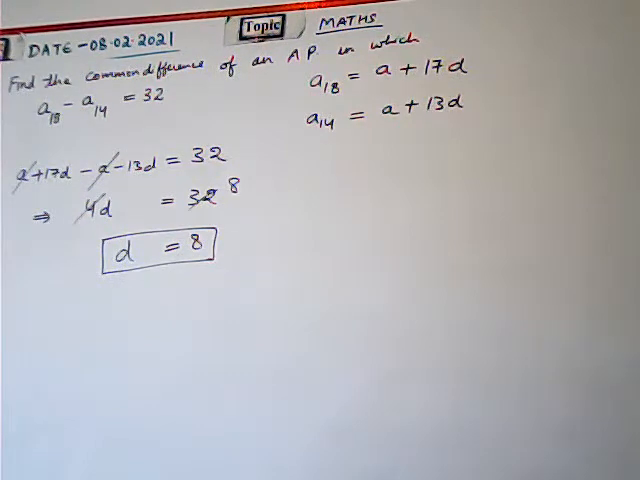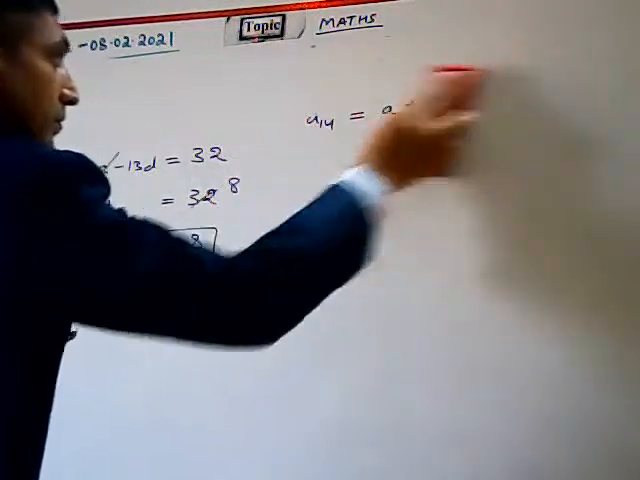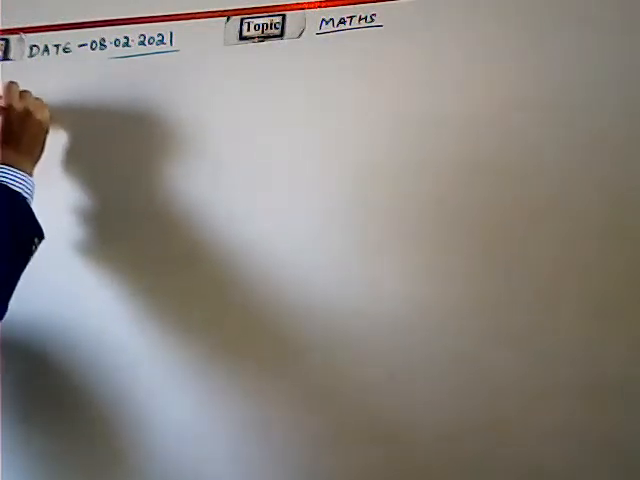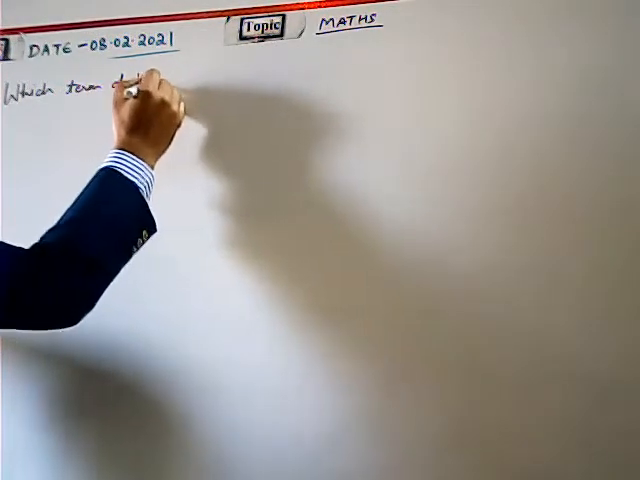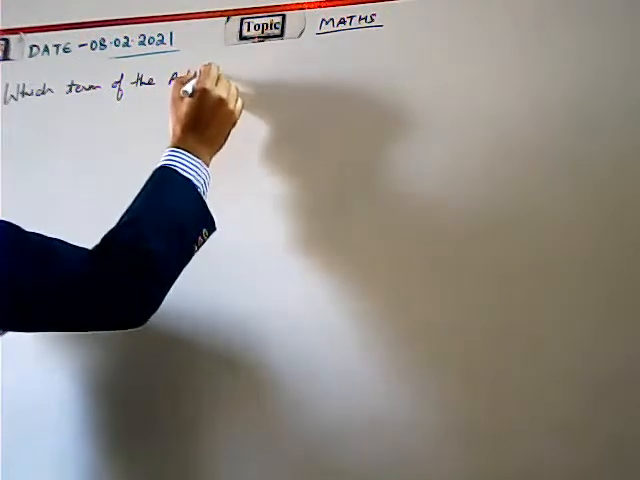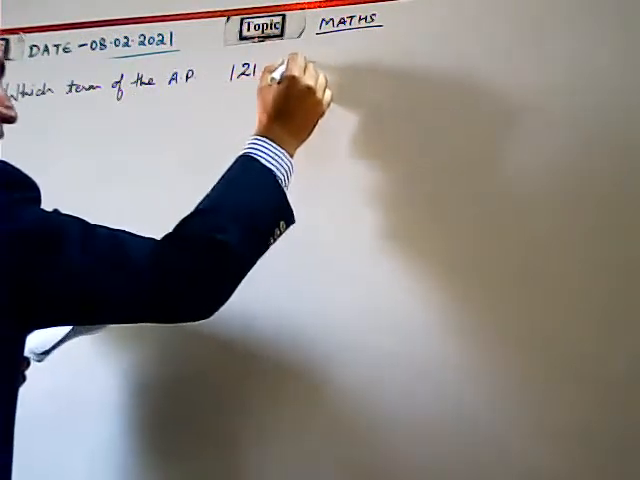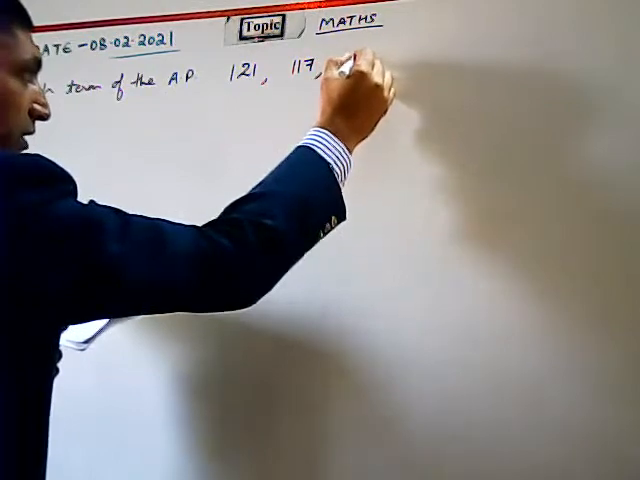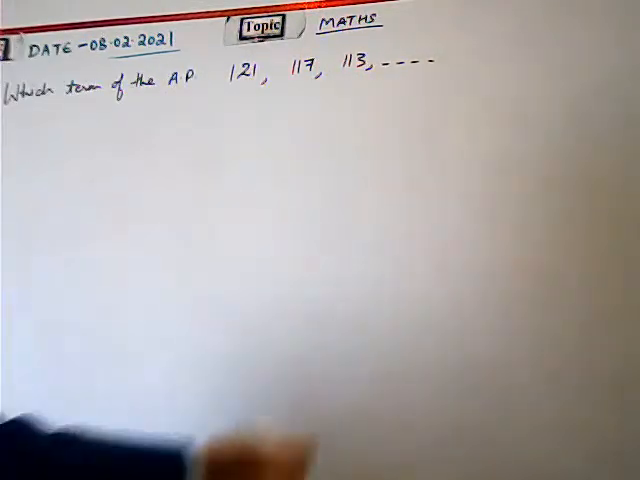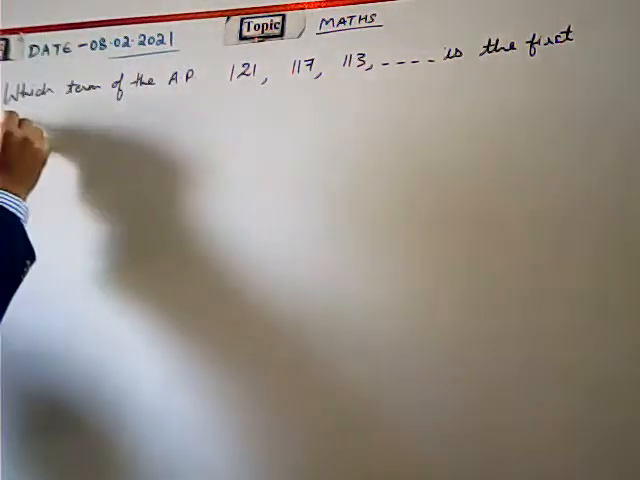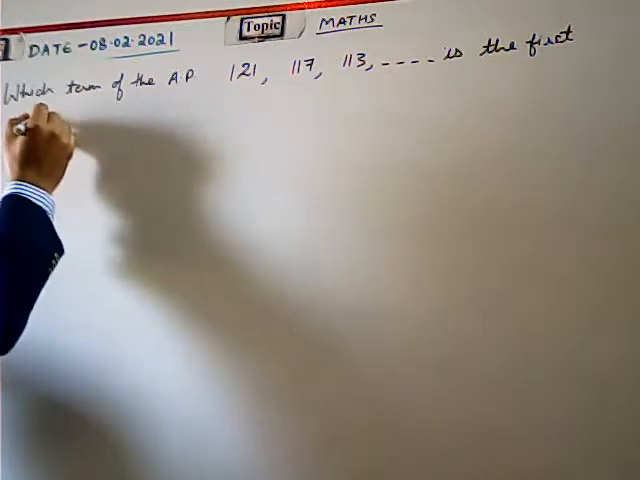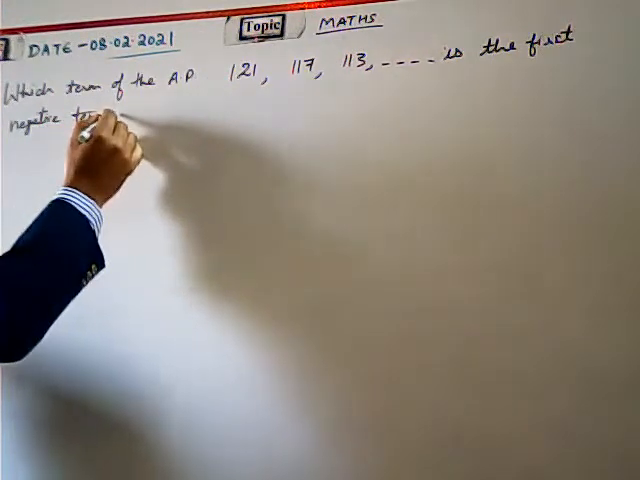Let me write the next question on the board. Question is, which term of the AP, that is 121, 117, 113, and so on, is the first negative term, right?